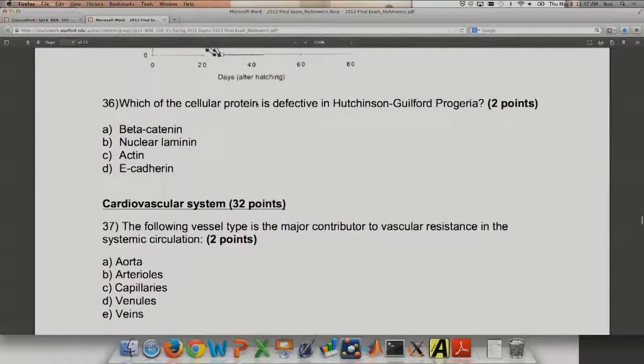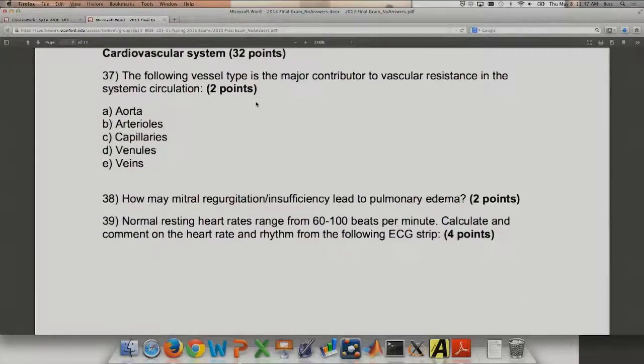We didn't do aging. Aging is for the final. Let's do the CV system. The following vessel type is a major contributor to vascular resistance. Which one? We actually explicitly studied in class why C would not be the answer. Because of the large number of capillaries, the overall surface area is really large, so it actually has the lowest resistance. So which one is it?